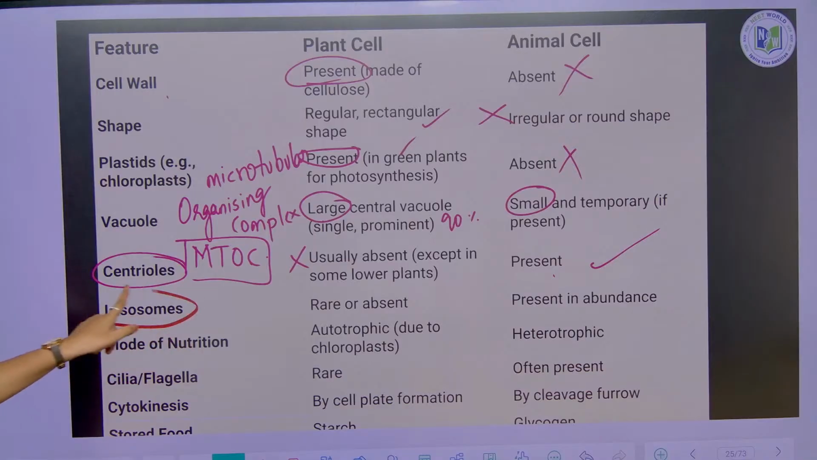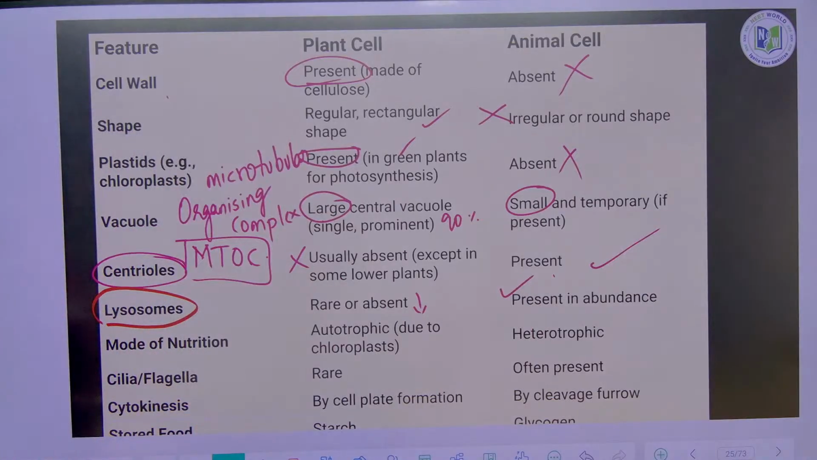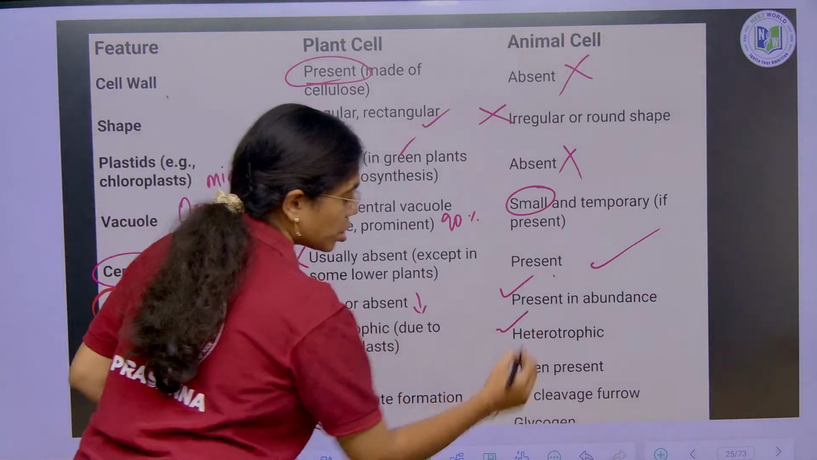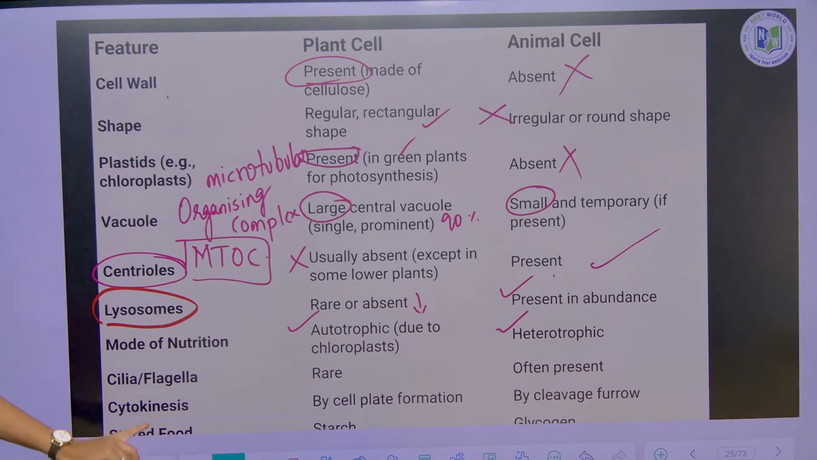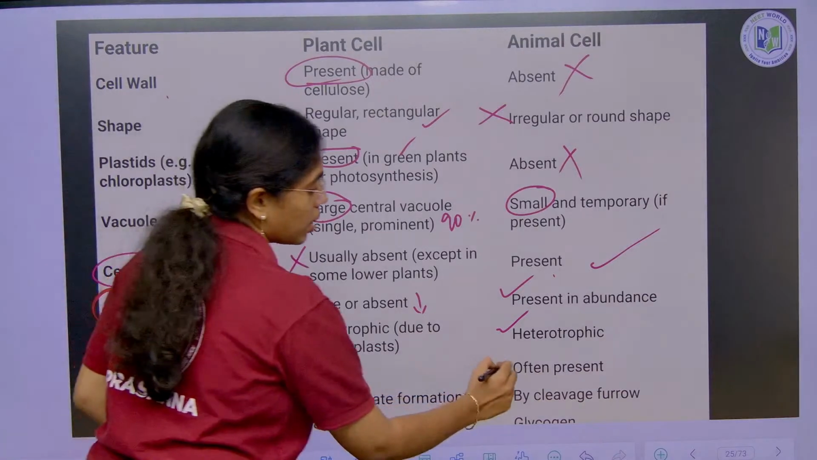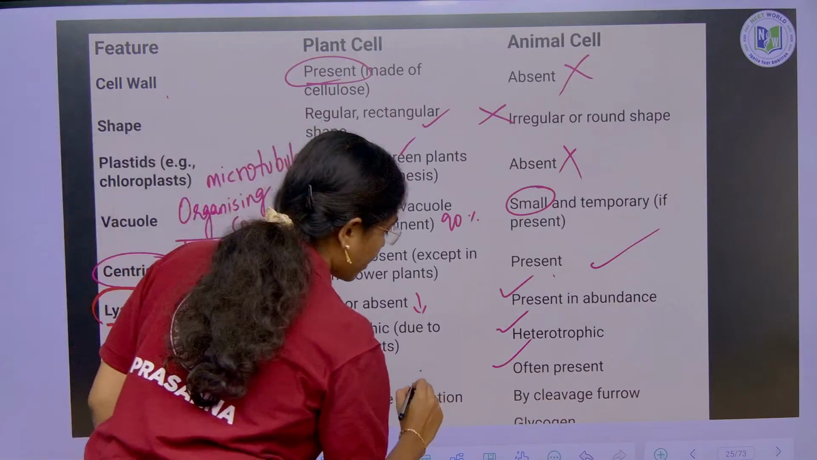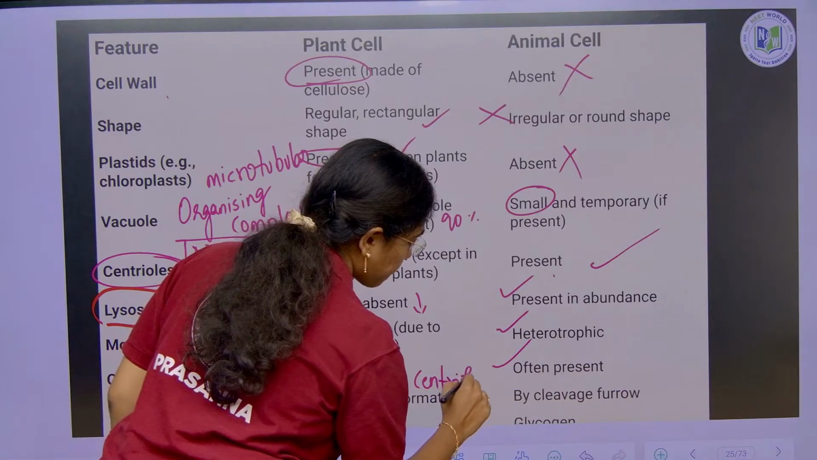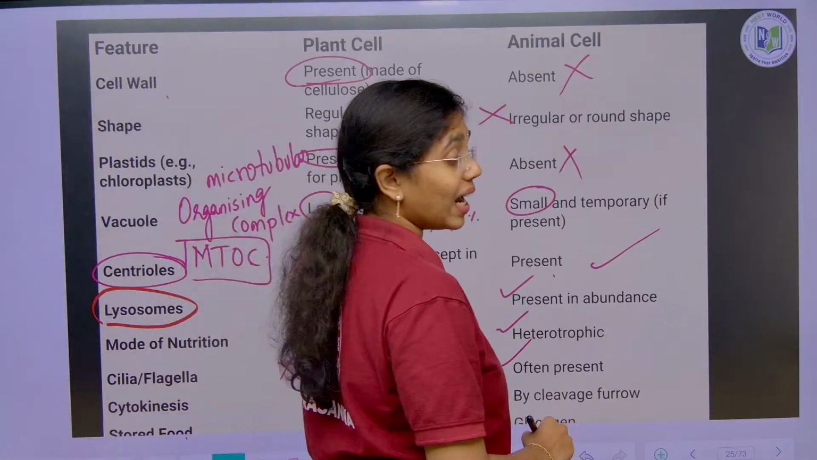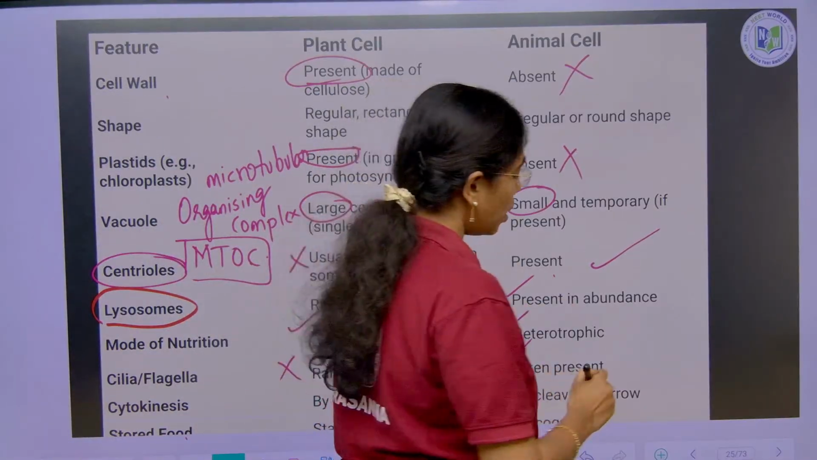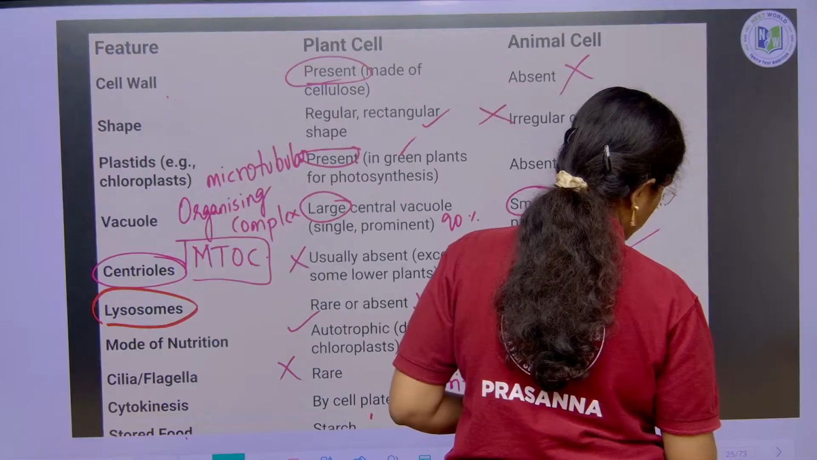Got it? With this spindle apparatus is formed and the function is compensated. And then lysosomes, they are rare or less present in a plant cell, they are present in abundance in an animal cell. It is autotrophic mode of nutrition in plant cell, heterotrophic mode of nutrition in animal cell. You can say holophytic and holozoic as well. Cilia and flagella are absent in plant cell, they are present here. Cytokinesis is via cell plate formation, which is centrifugal, in plant cell, whereas animal cell forms it via cleavage furrow from periphery to center. This type of cytokinesis is centripetal.